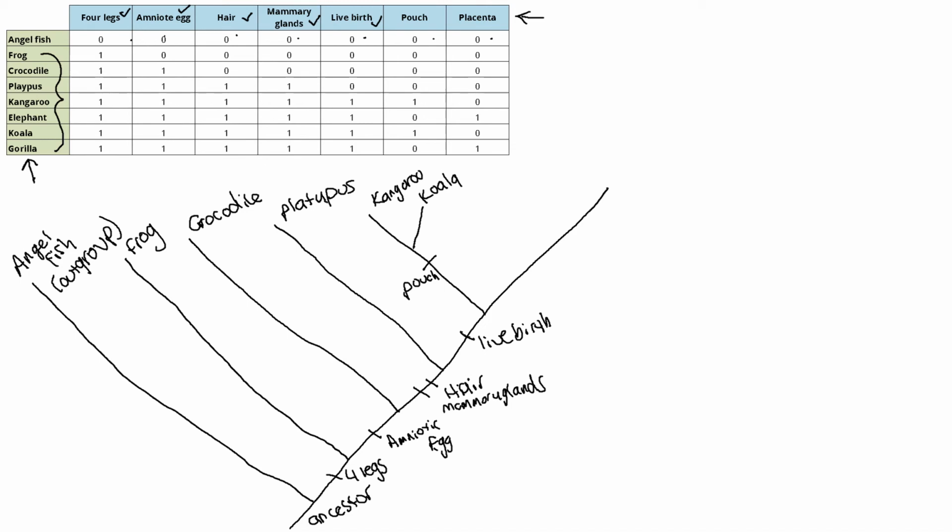All right, so who do we have next? So we've got the pouch up and running. And then we have the placenta. All right, so we've got the elephant and the gorilla. They have a placenta. However, the kangaroo and koala do not have a placenta, so we'll put placenta here. Okay, now we'll put elephant and gorilla. All right, so it looks like we have a tree here.